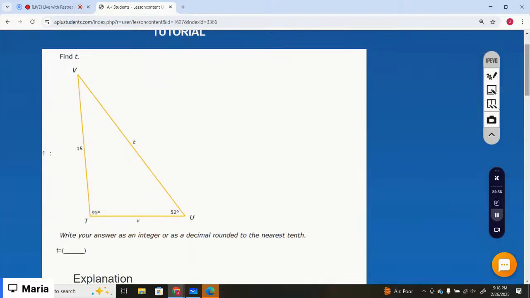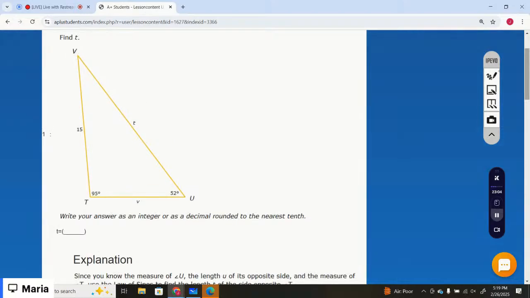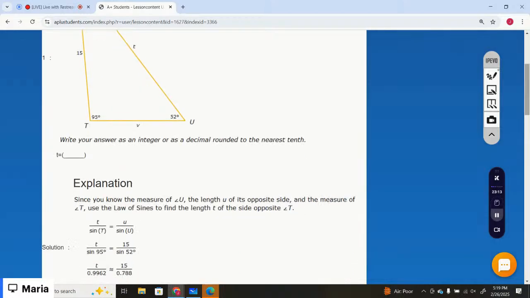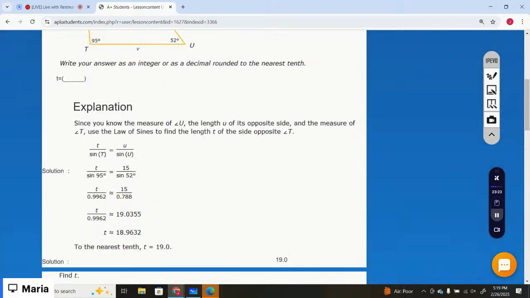Find t. Now we are going to use the law of sines. So how do we use the law of sines? You are given two of the angles and one of the side lengths, and you need to find the other side lengths. When you are given at least one side length, you can use the law of sines. That is t divided by sine t and u divided by sine u. Just put in the values and calculate t.